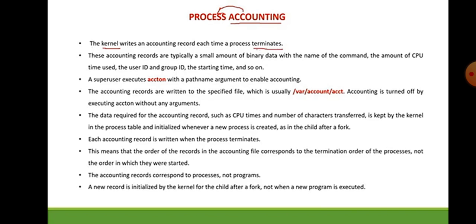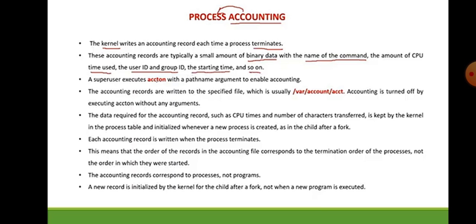So accounting data is recorded when the process gets terminated, and these accounting records are a small amount of binary data with some of the information such as name of the command, the amount of CPU time used, the user ID and the group ID to which the process belongs, the starting time, and a few other pieces of information.